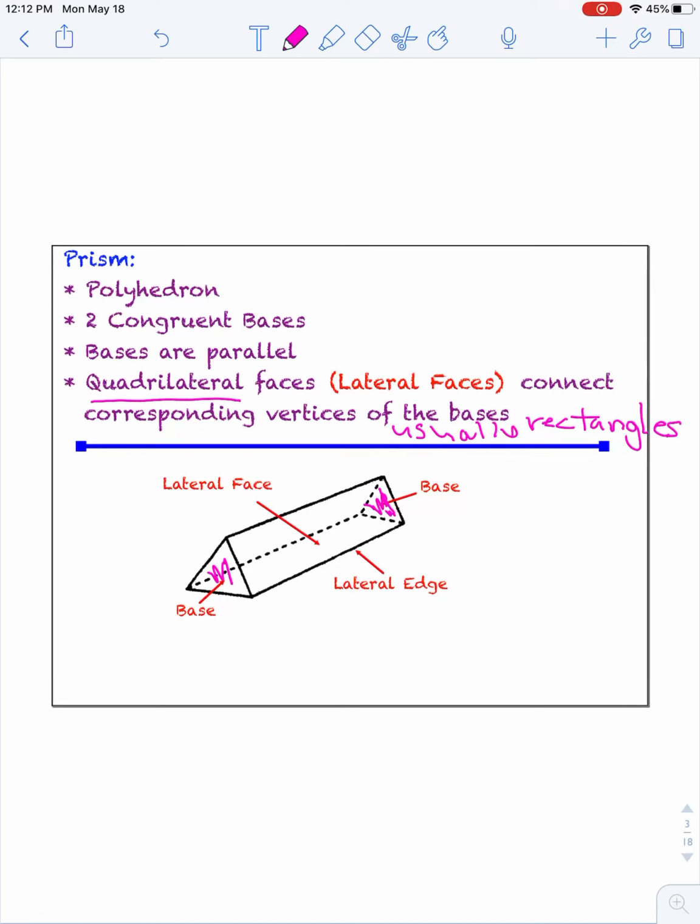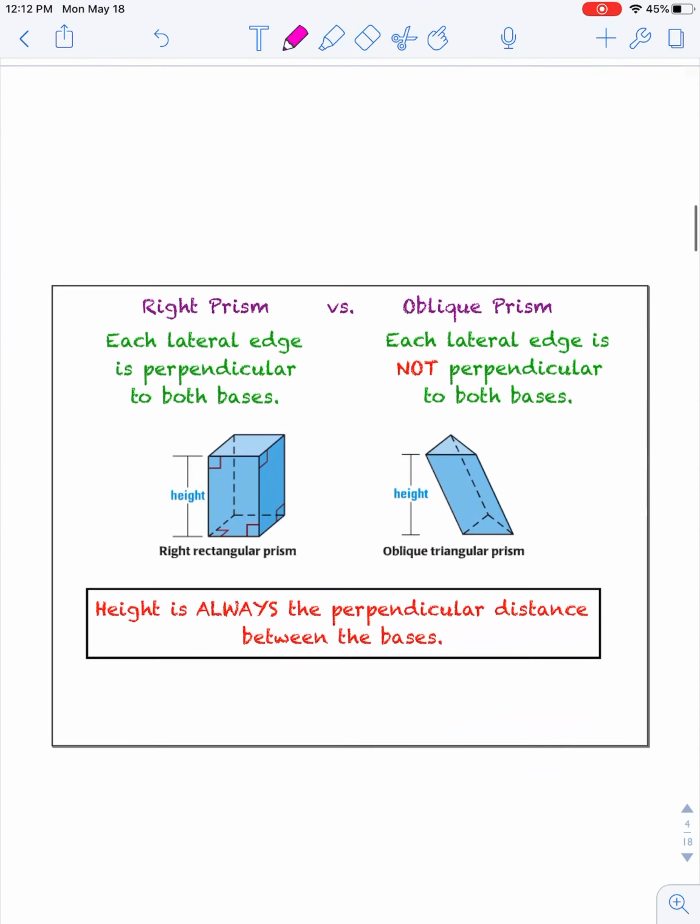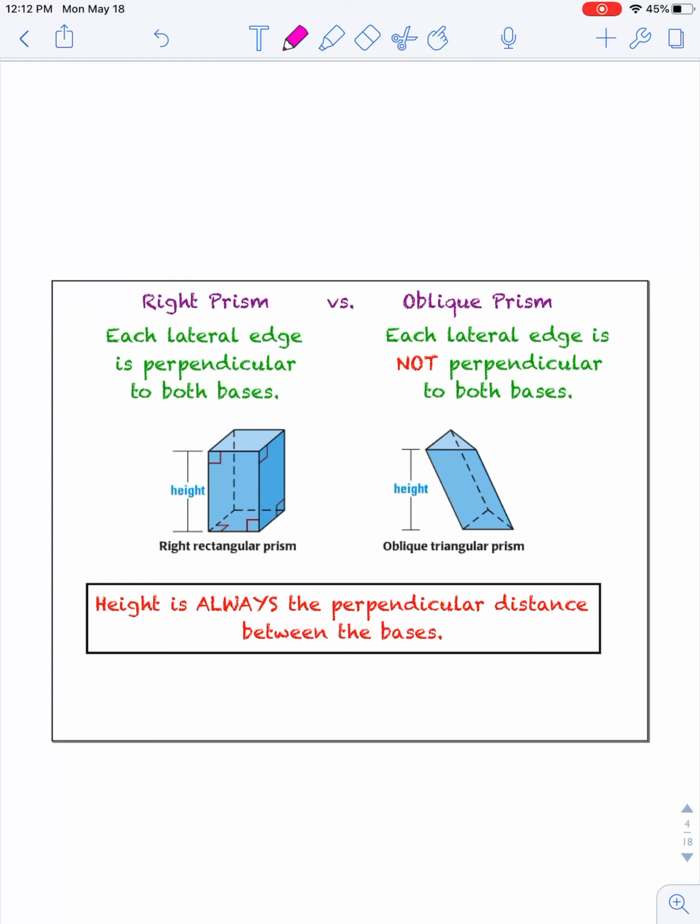And that's another way that you can tell which is the base and which are the faces, because you can see the base here. These could not be lateral faces because they are not quadrilaterals or rectangles. So we have right versus oblique prisms. The good news is we're not going to really be dealing much with the obliques. And the good news is we basically calculate the values the same.